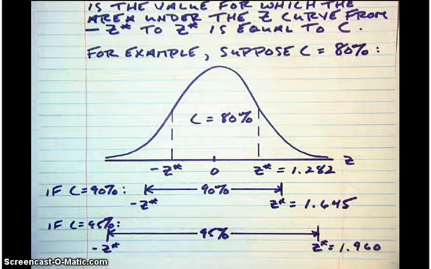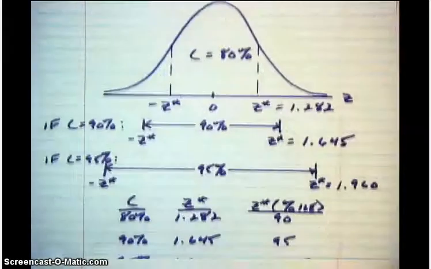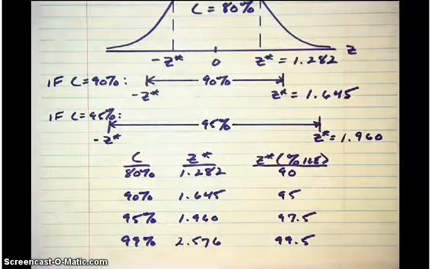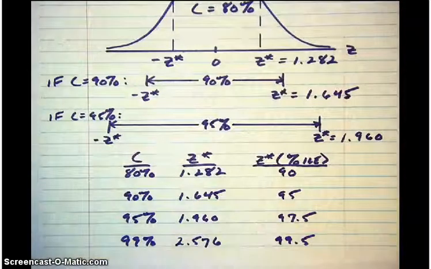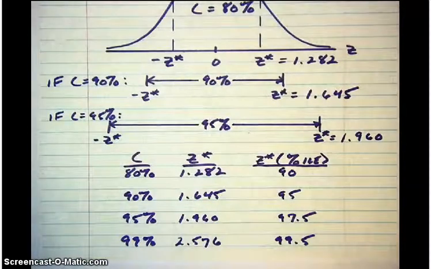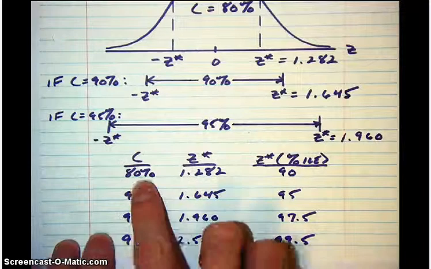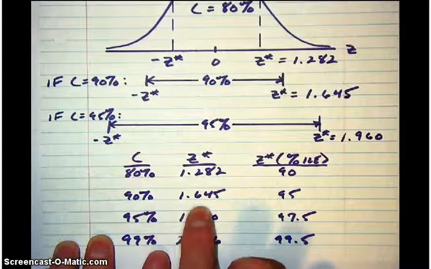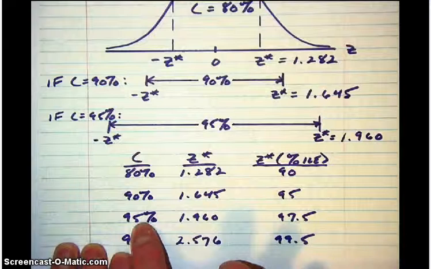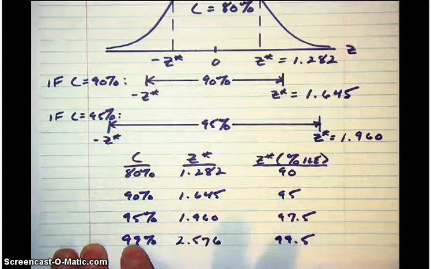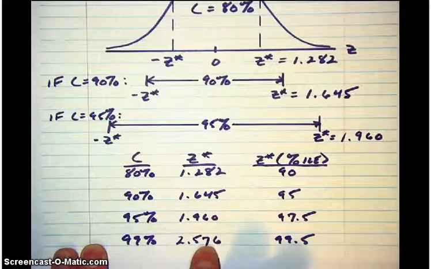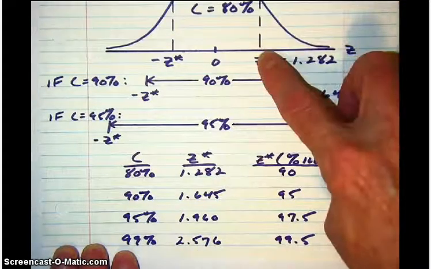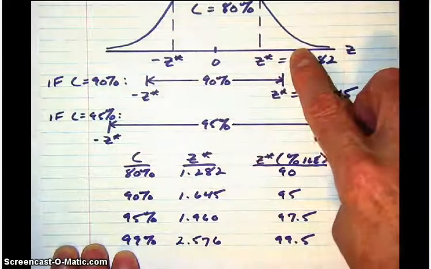I've calculated this for 90% too, but I won't put that in the picture. Let's just use this little table. Anytime you need to know what a Z star is for a given level of confidence, use this. For 80% confidence, 1.282. For 90%, 1.645. For 95%, 1.960. For 99%, 2.576.